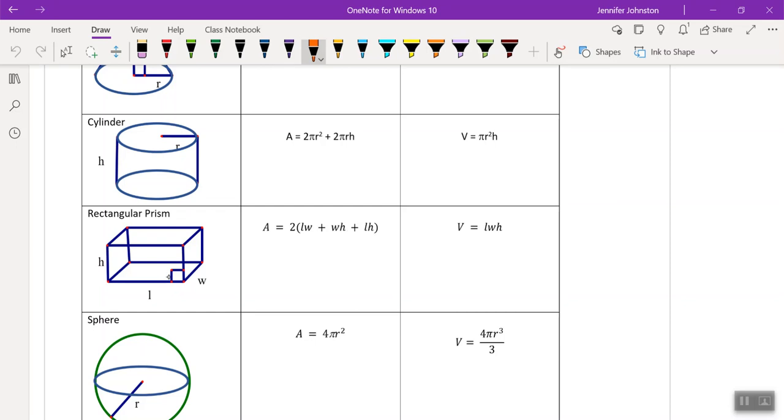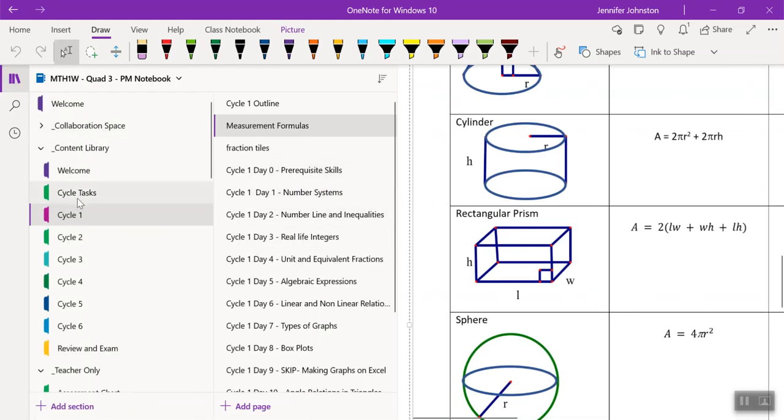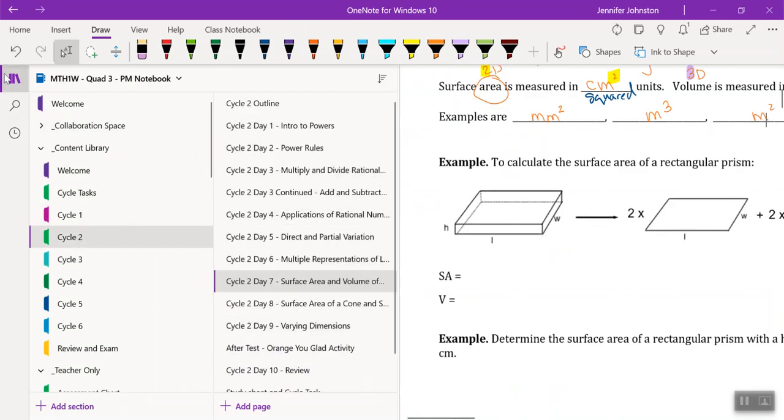All right, so we have all the different dimensions here. You can see that the L goes with the W, and then the W goes with the H, and then the L goes with the H. We're multiplying each one to every dimension. And then we have the volume, which is length times width times height. Okay, so let's go put that down.